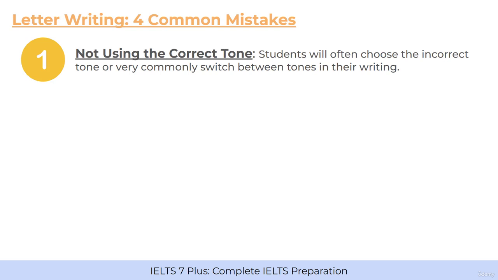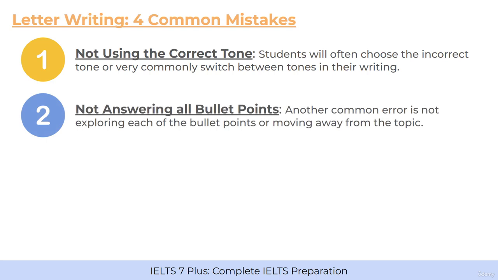Okay, mistake number 2 is not answering all bullet points. So another common error is not exploring each of the bullet points, or again, moving away from the topic. The bullet points are so useful within the question because they basically tell you what to write in each of your detailed paragraphs. So sometimes students will just completely forget to answer them, which is a massive blow to their score. That's like a big drop in band score.